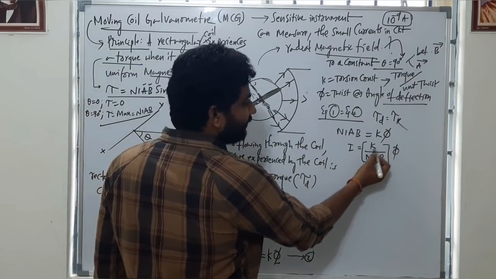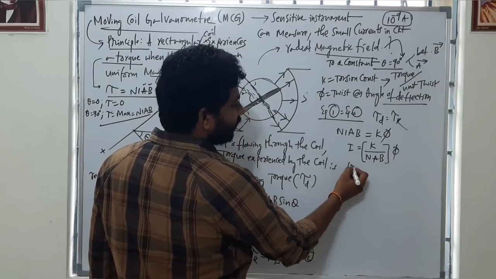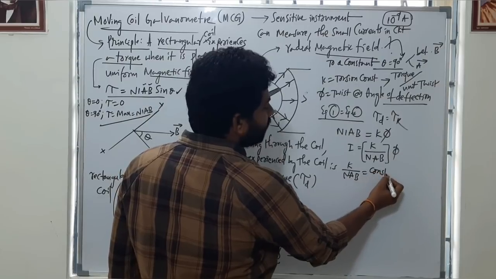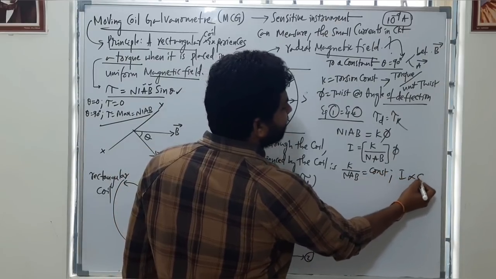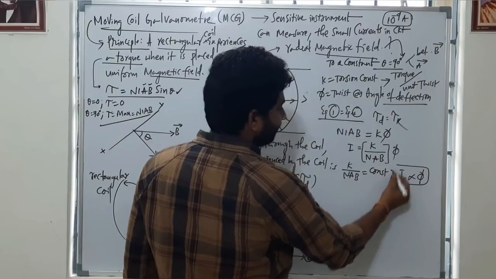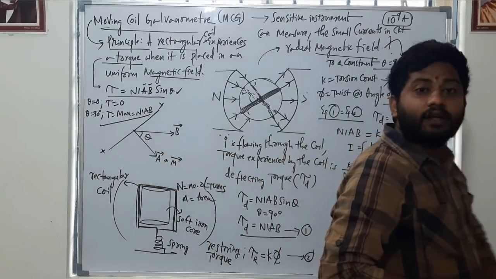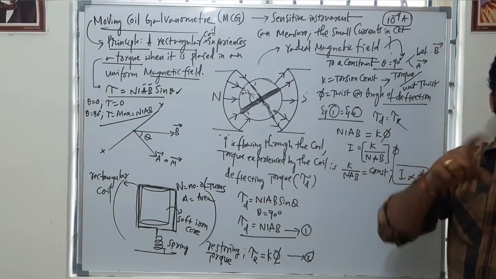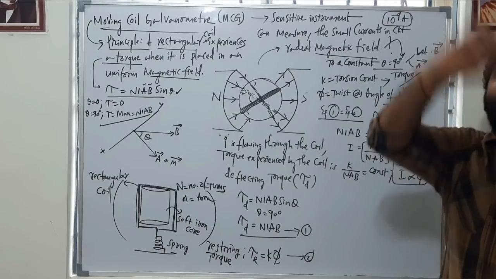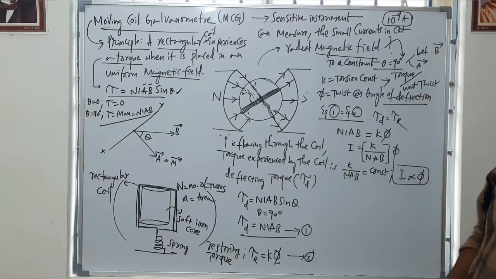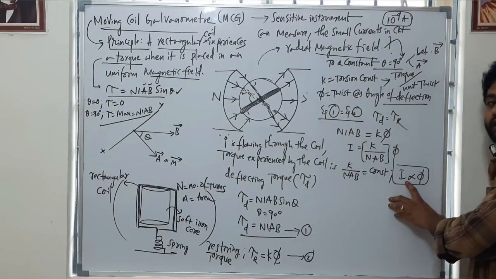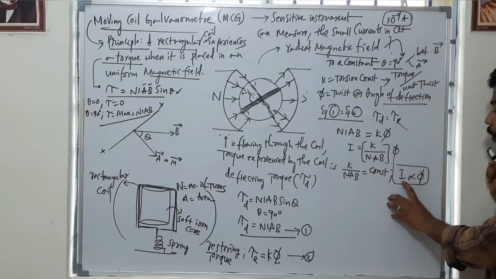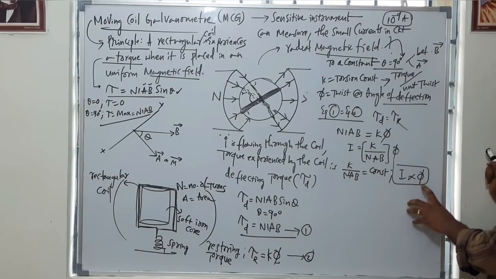So when this K by NAB is constant, I can write I is directly proportional to phi. So the amount of current passing through the rectangular coil is directly proportional to the deflection taken by the rectangular coil. When more is the current passing through the rectangular coil, more will be the deflection we get, right?